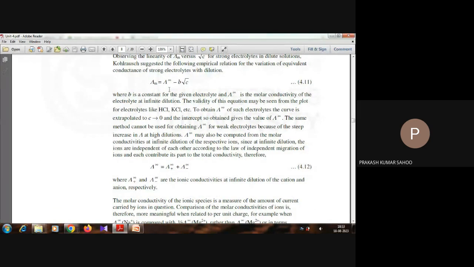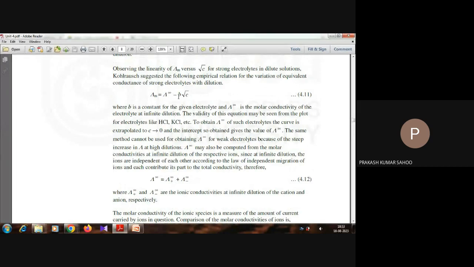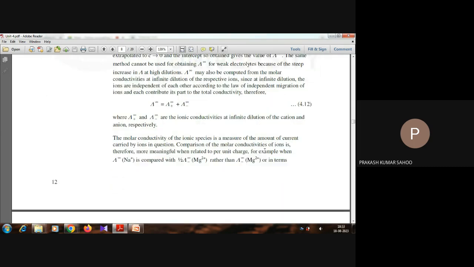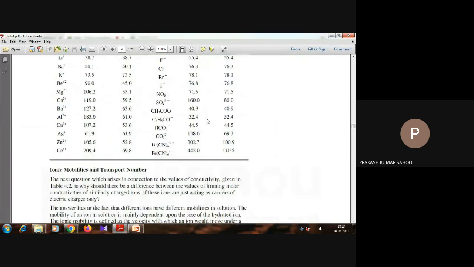So the formula is: molar conductivity equals conductivity at infinite dilution minus some constant b into root over c. That is, lambda m, the molar conductance, equals lambda infinity minus b root c. Just go through these things. Lambda infinity equals lambda infinity plus plus lambda infinity minus, at infinite dilution. There is one law related to this, so you should go through these things.